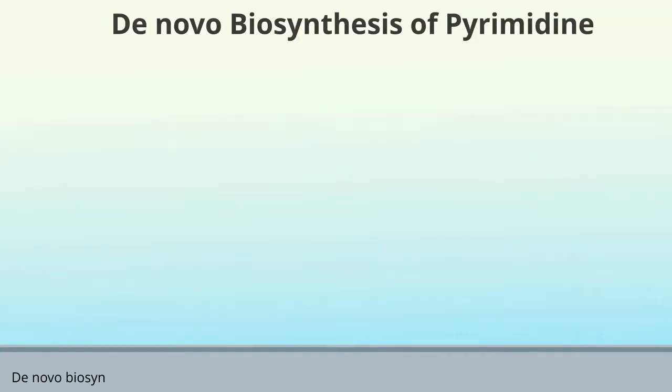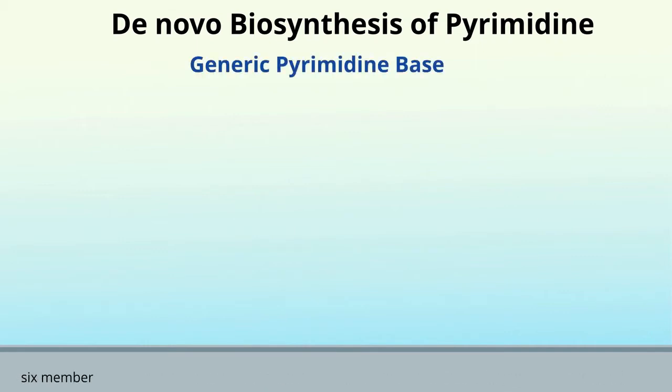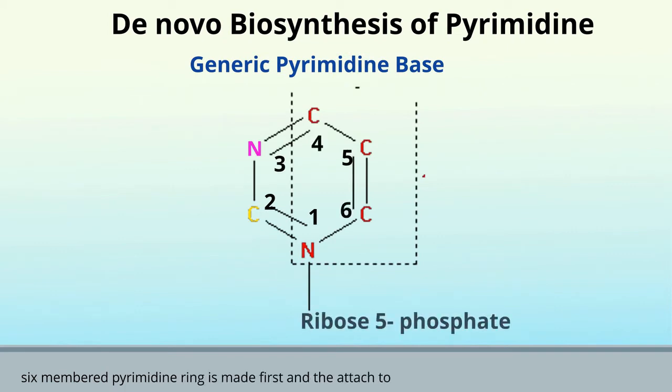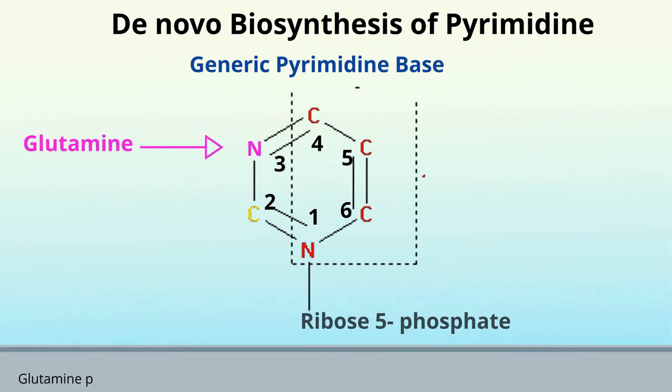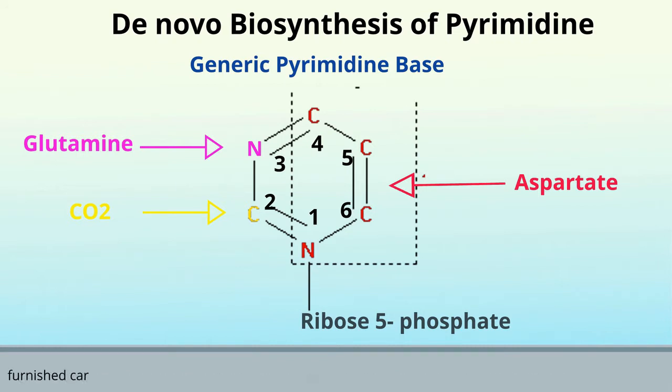De novo biosynthesis of pyrimidine. Unlike the synthesis of purine nucleotides, in pyrimidine synthesis the 6-membered pyrimidine ring is made first and then attached to ribose phosphate, donated by PRPP. Amide provides nitrogen in atom 3. Carbon dioxide provides carbon in atom 2. Aspartic acid furnishes carbon in atoms 4, 5, and 6, and nitrogen in atom 1.